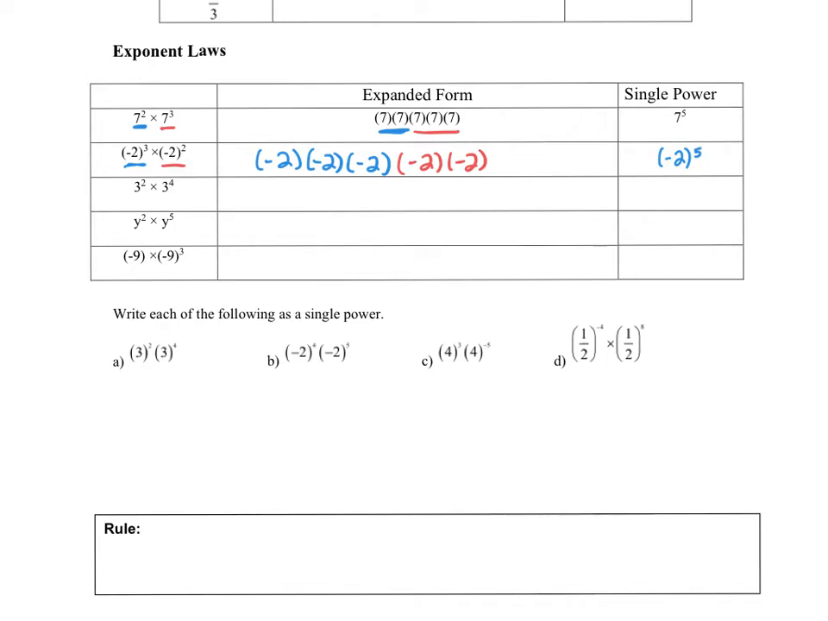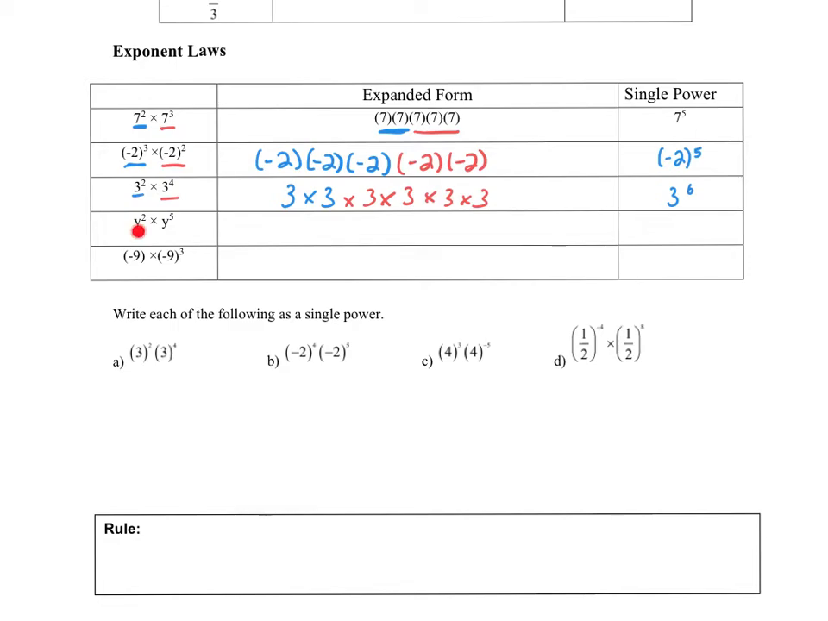In the next example, we have 3 squared times 3 to the 4. So 3 squared is 3 times 3, and 3 to the 4 is 3 times 3 times 3 times 3. So as a single power, the base is 3, and the exponent is how many times I'm multiplying it by. So 1, 2, 3, 4, 5, 6. So it's 3 to the 6. Just a note, I wrote this example differently than I wrote expanded forms for the first example. The first example I used brackets, and the second example I used just multiplication signs.